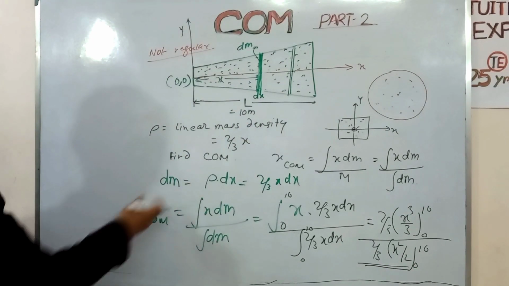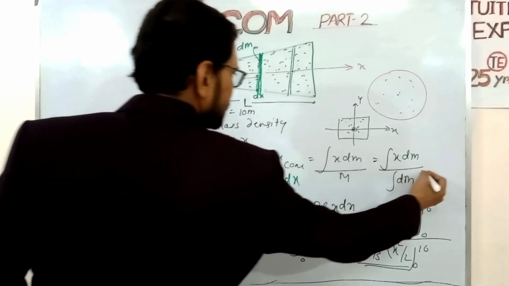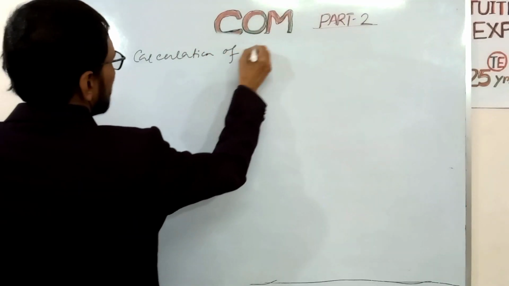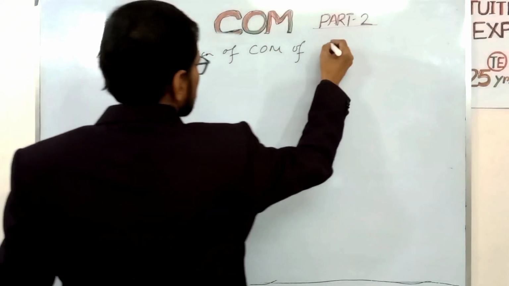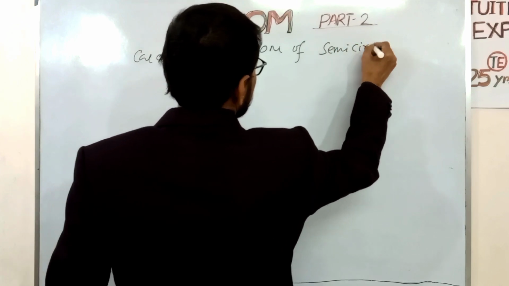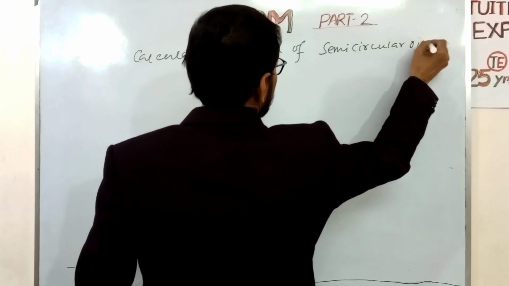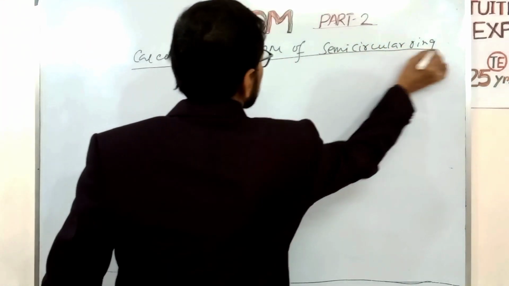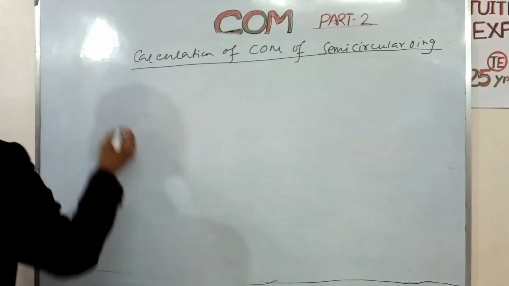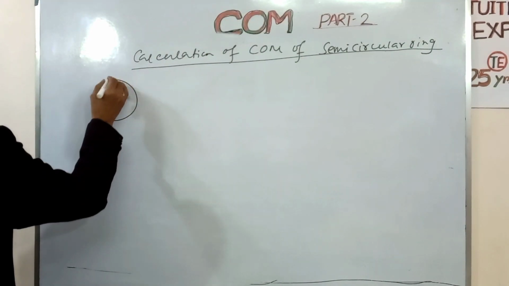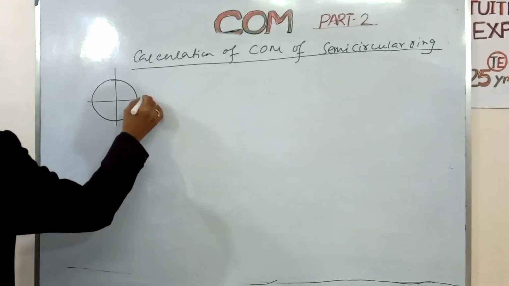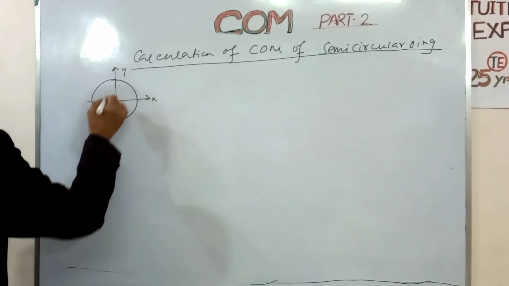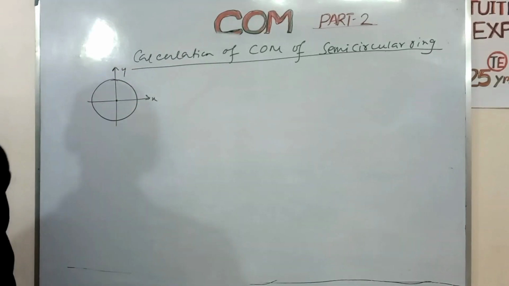So we apply this theory. This is the formula for the center of mass of a semicircular ring. Calculation of center of mass of a semicircular ring. If we consider a ring, it is symmetrical about the x-axis and y-axis, so the center of mass is at the center.